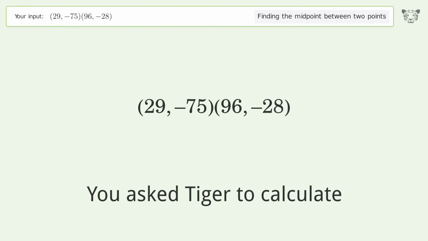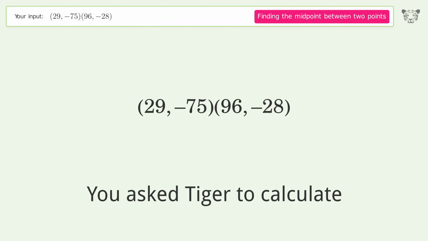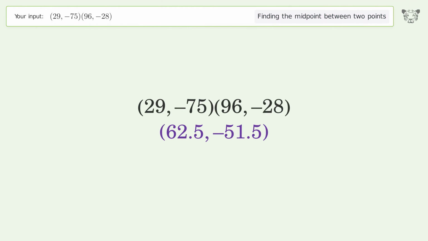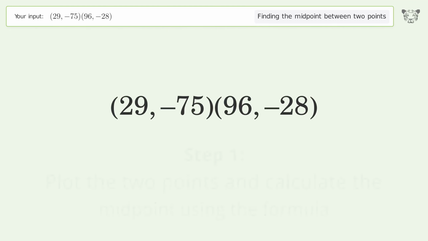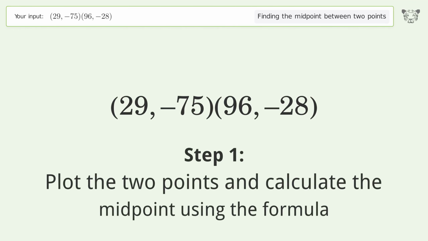You ask Tiger to calculate. This deals with finding the midpoint between 2 points. The midpoint between the 2 points is 62.5, negative 51.5. Let's solve it step by step. Plot the 2 points and calculate the midpoint using the formula.